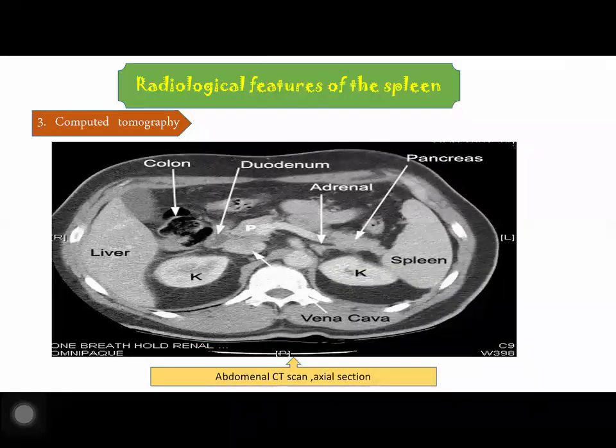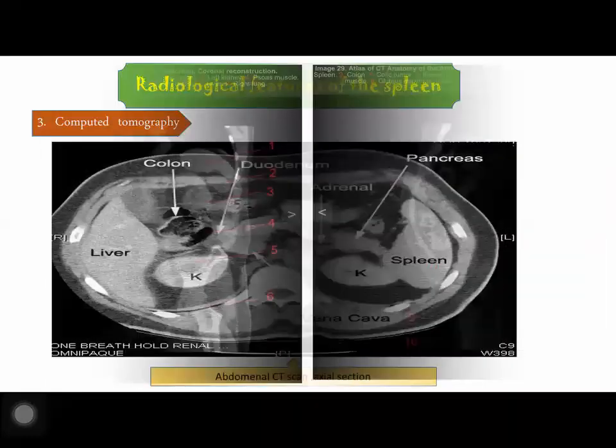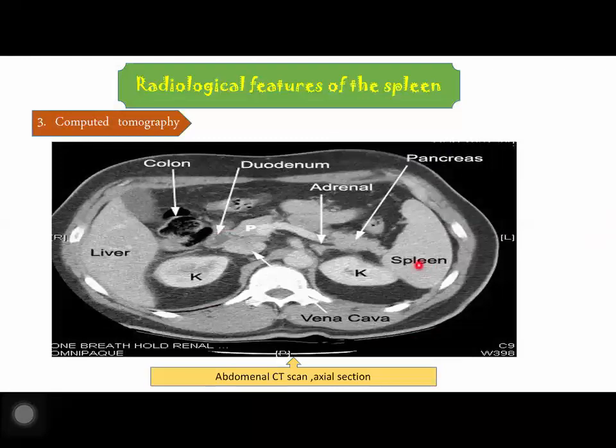CT scan, or computed tomography, of the spleen. The spleen normally shows homogeneous enhancement on CT, but in the early arterial phase it is inhomogeneous. In this axial CT scan, the spleen is homogeneously enhanced. Here is the tail of the pancreas, here the portal vein and splenic vein, and here the inferior vena cava.